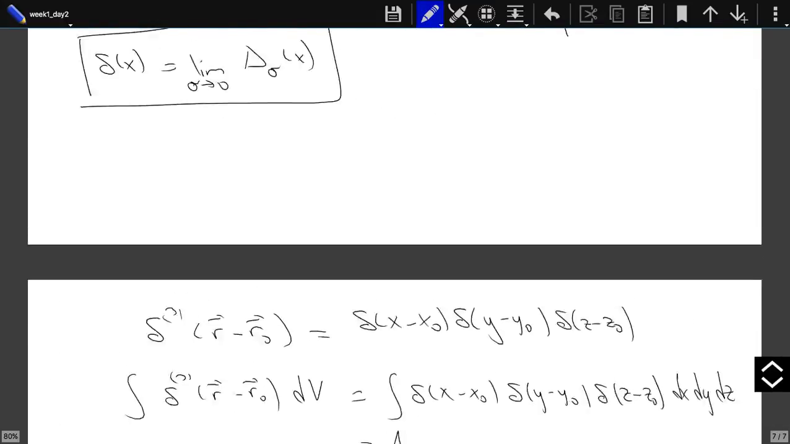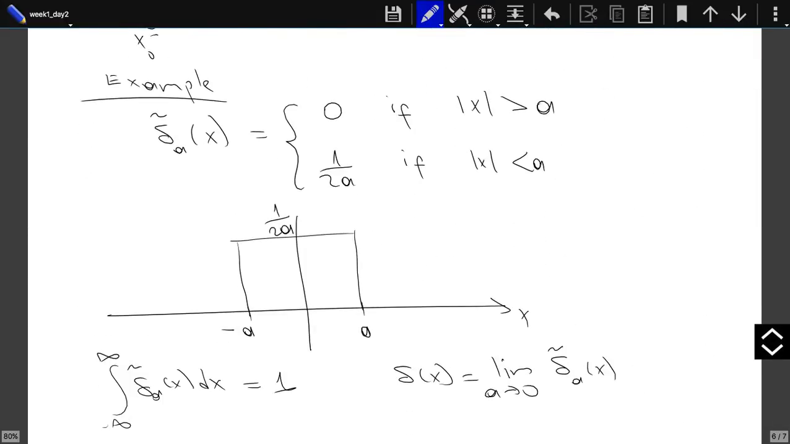For example, if you go back to this example, instead of this 1 over 2, you can just put 1 over a. In the limit a goes to 0, again, this is 0 almost everywhere, infinite here. But if you choose the height to be 1 over a, it's not the Dirac delta, it is twice the Dirac delta. So the crucial point is that its integral should be 1. That is a defining property of this Dirac delta.